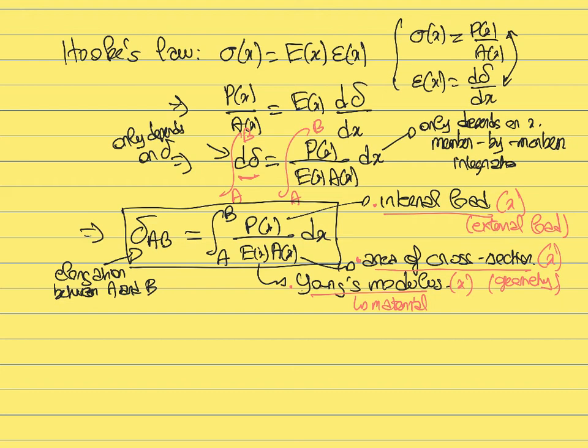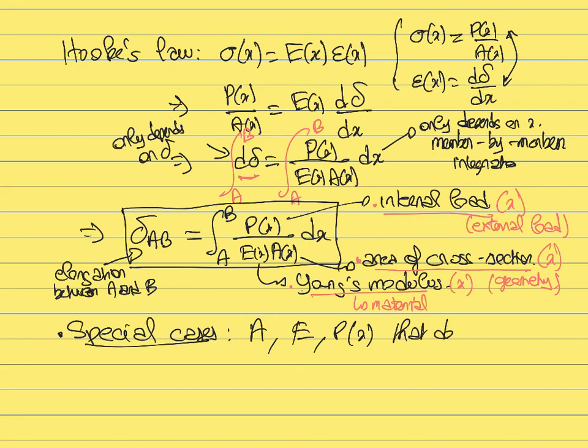There is one case that does not always work, but that can work as a simplified or special case, which again is not always valid, but holds in certain special cases. These are the cases where the cross-section area, the Young's modulus, and the internal load do not depend on x. So if those three quantities are constant, homogeneous, and do not depend on the position x, this is a special case. This is not always true.